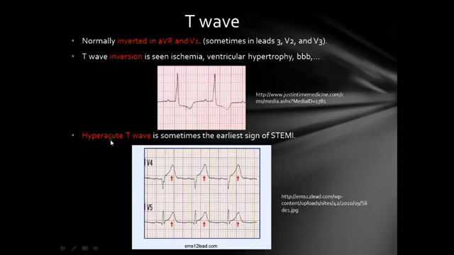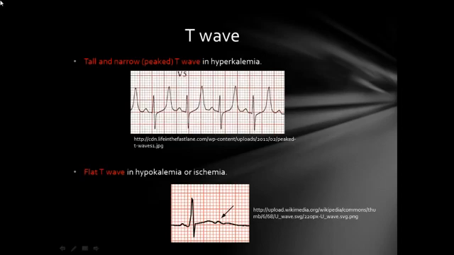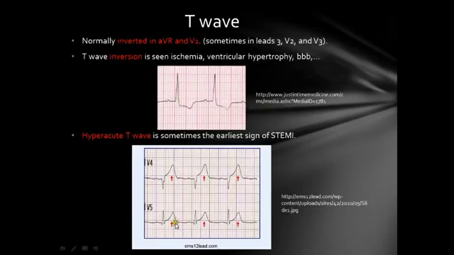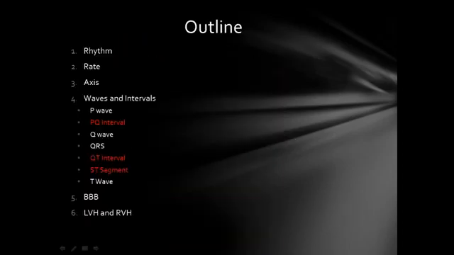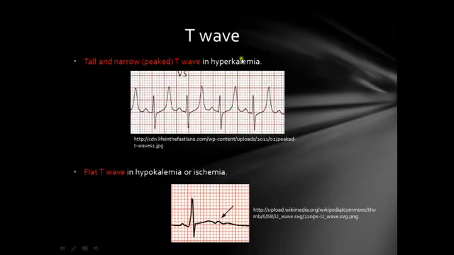You can see it. We have the hyperacute T wave, which is sometimes the earliest sign of a ST elevation myocardial infarction. Right here, you can see hyperacute T waves, and this is very important to pick up because this indicates myocardial infarction. We've got a peaked T wave, which is seen in hyperkalemia right here. You can see a peaked T wave, and to tell this apart from the hyperacute T wave seen in ST elevation is that the hyperacute T waves have a wide base. You can see here there's a wide base, whereas for the peaked T wave in hyperkalemia you have a narrow base right here.